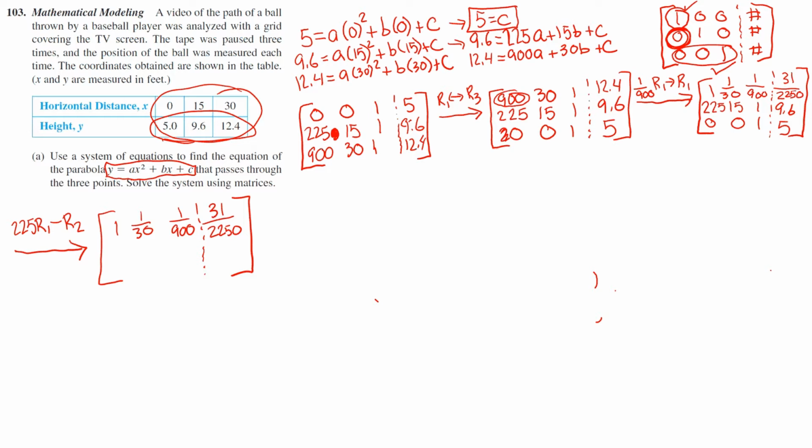Second row is going to change, so we're going to do 225 times 1 minus 225 gives us 0. 1 over 30, 225 times 1 over 30 minus 15 will give us negative 15 over 2. And then we'll do 225 times 1 over 900 minus 1, and that'll give us negative 3 over 4.